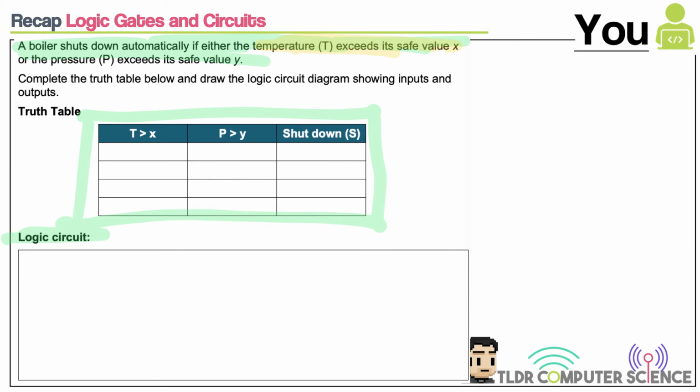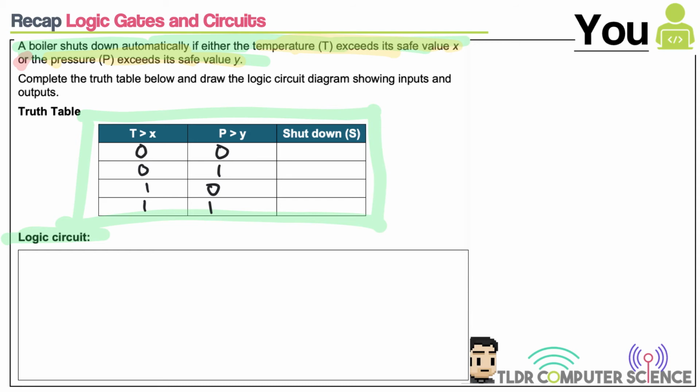And then, or the pressure exceeds its safe value. And we can see here, they've given us a bit of a hint. We've got an "or" there. It's a bit of a hint, isn't it, really? So the combinations, we write them the same as before. So it's going to be 0, 0, 0, 1, 1, 0, and 1, 1 are all our combinations. And then we'll have the outputs.